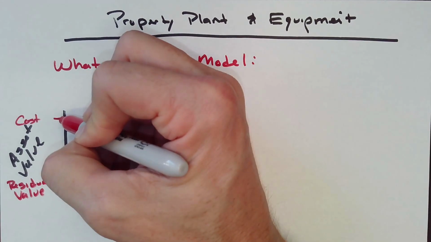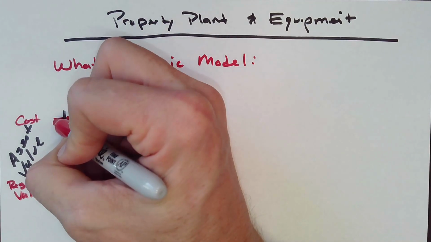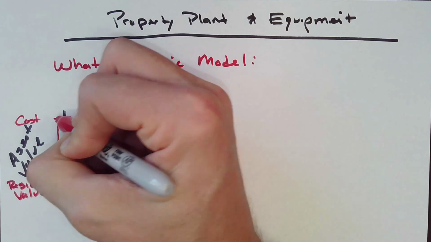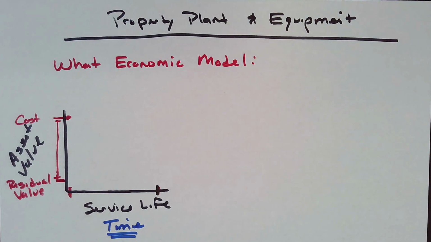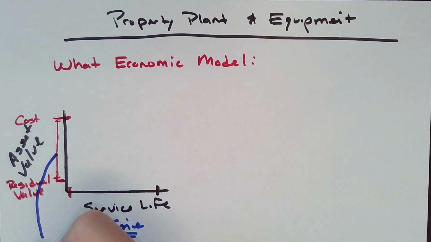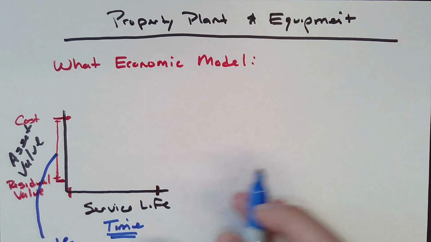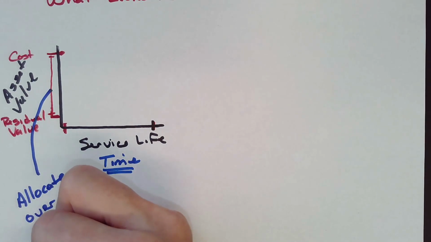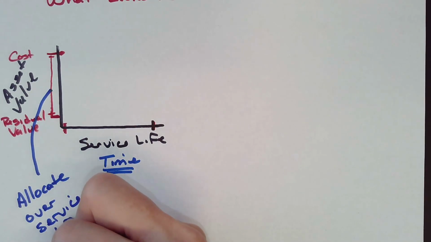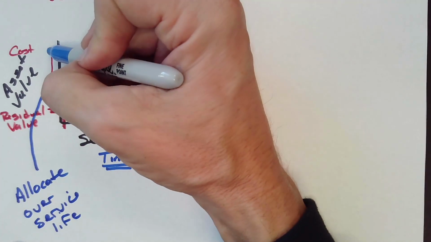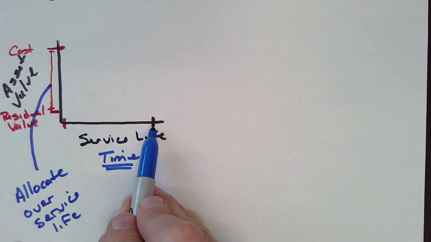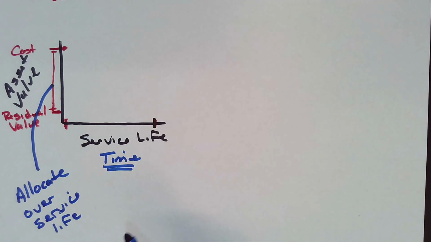So this, from the cost down to the residual value, this is the amount here that I am going to allocate over the service life. Okay, I'm going to allocate this amount right here over the service life. So what economic model should I use?